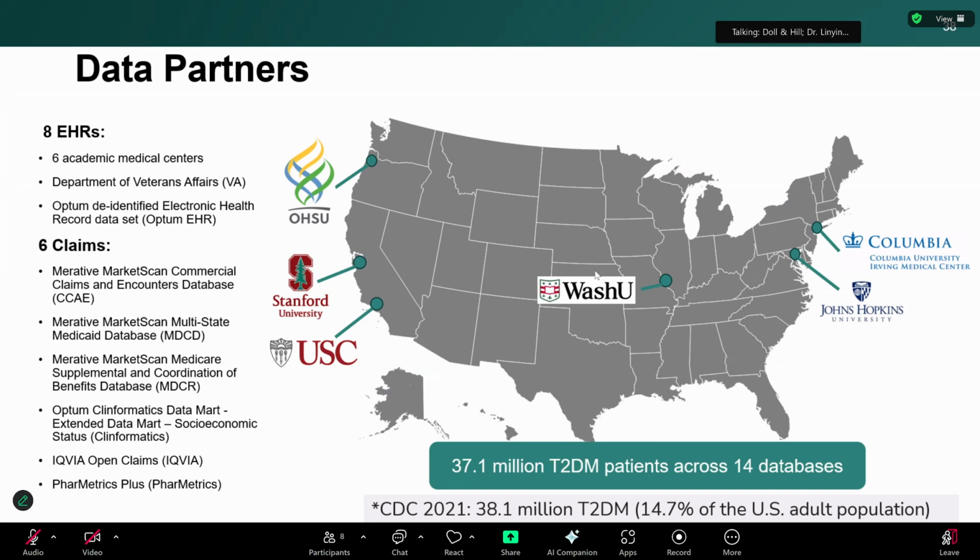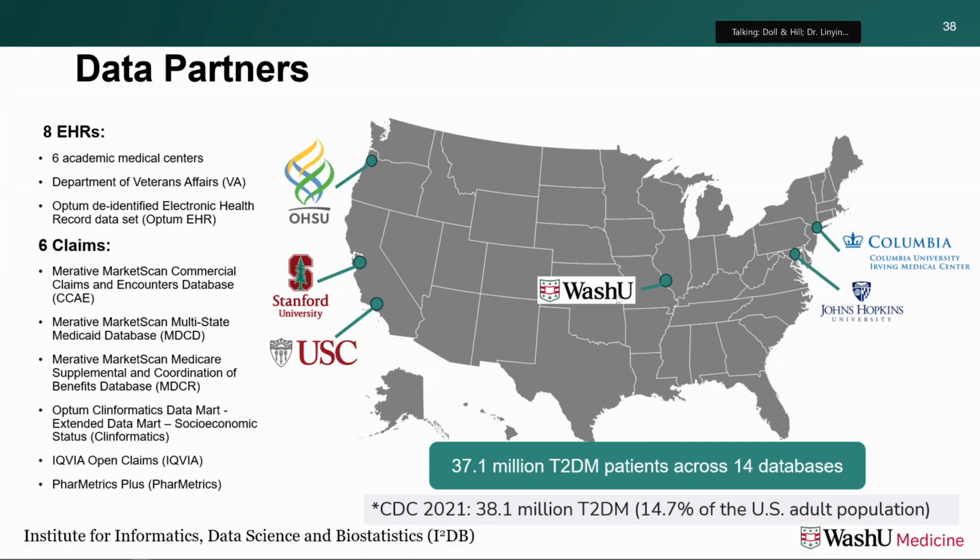So in total, the study includes 37 million type 2 diabetes patients, which is almost the same magnitude as the number of type 2 diabetes patients you would expect in the US population. Although we're not claiming that we have this high coverage, because some patients could be represented in multiple databases. We did not control for any of those duplicates because we're not re-identifying patients.